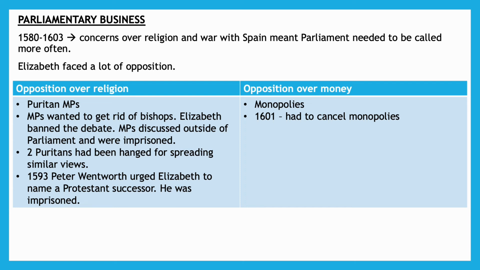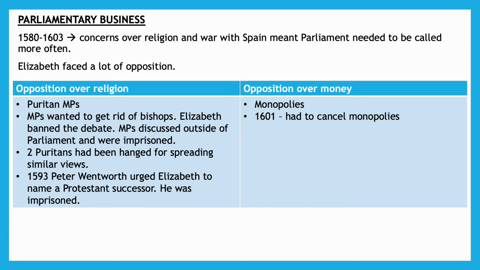Opposition over money. Monopolies are when people had the sole right to buy and sell goods, so the sole right to trade, and MPs were unhappy with how Elizabeth granted these monopolies to keep the courtiers happy. They would be the only person that could sell or make a product without competition. No one else was allowed to, so the prices went up.